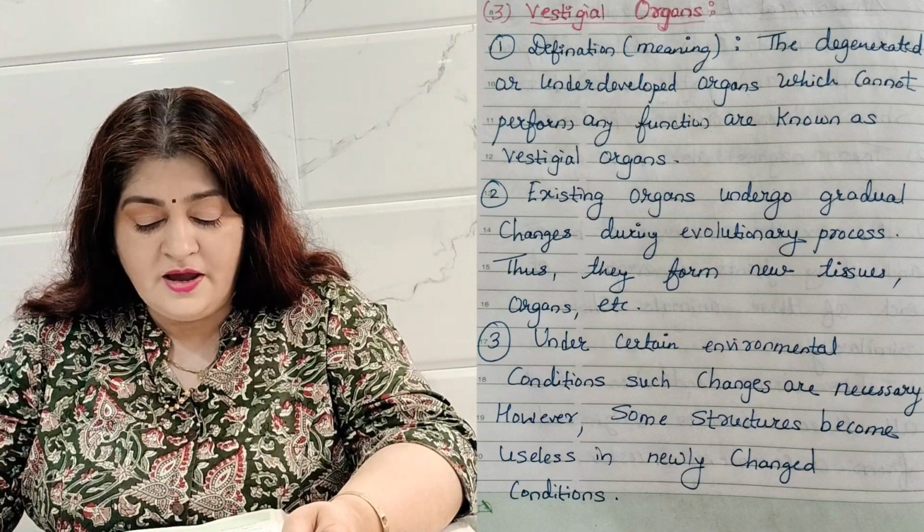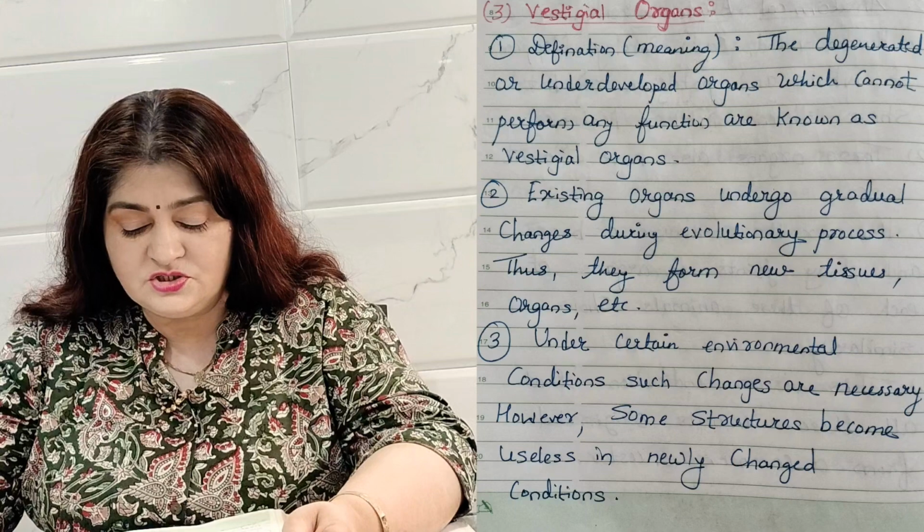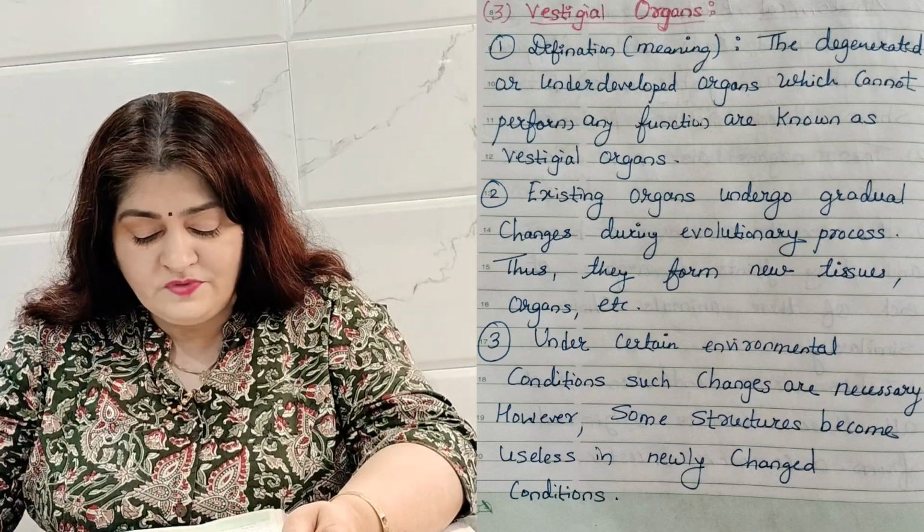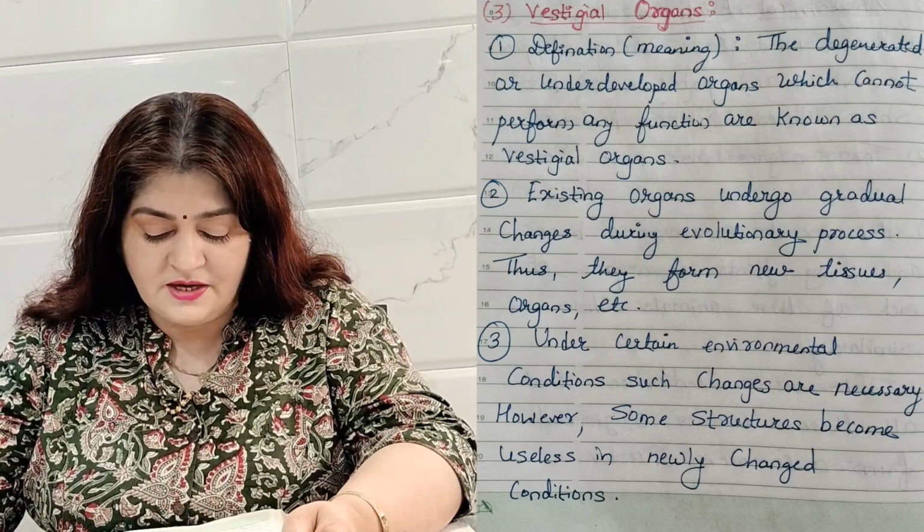Under such environmental conditions, such changes are necessary. However, some structures become useless in newly changed conditions. Dekhiye, human body mein abhi wisdom teeth ka itna use nahi raha hai, but jo ruminants hai unke wisdom teeth hai, aur mammals ke wisdom teeth abhi bhi strong hai, but hum log abhi cooked food khate hain to wisdom teeth ka koi use nahi raha hai.